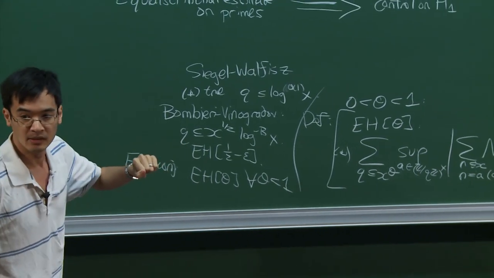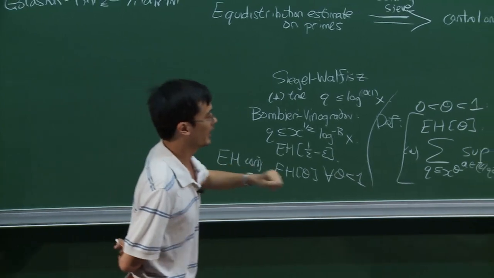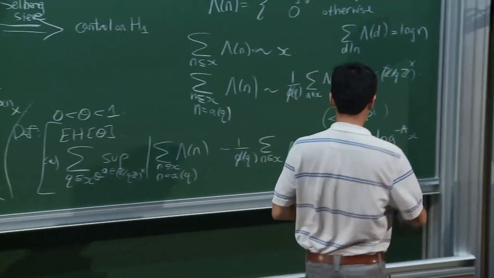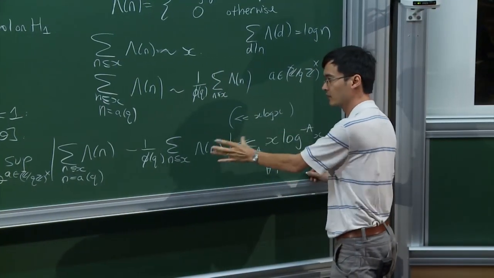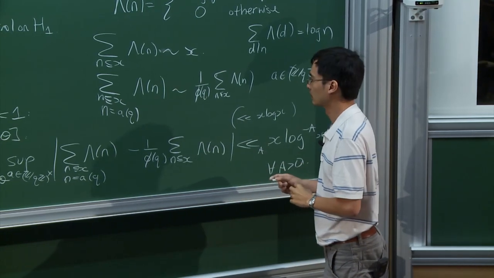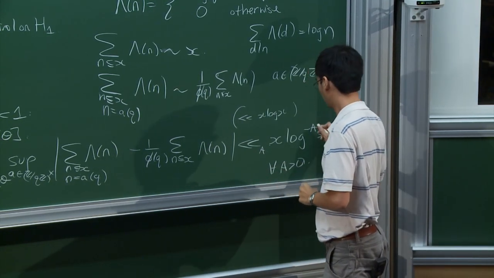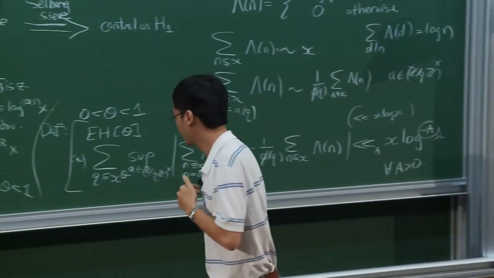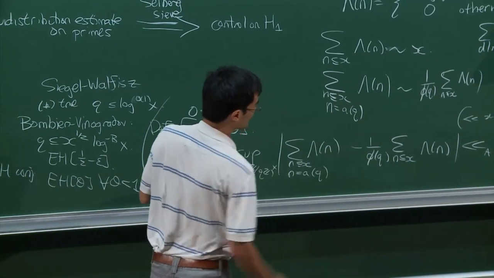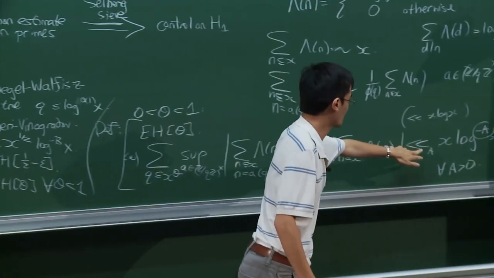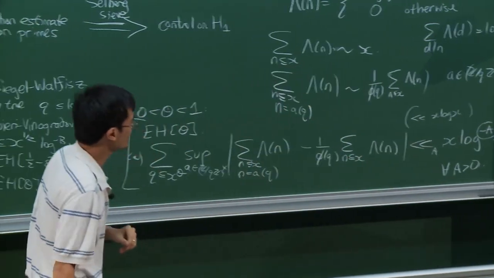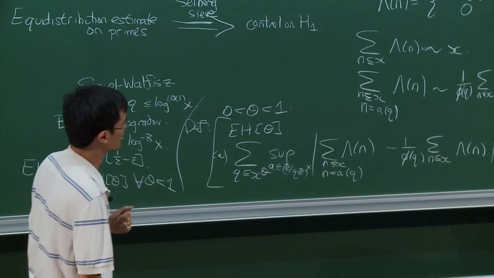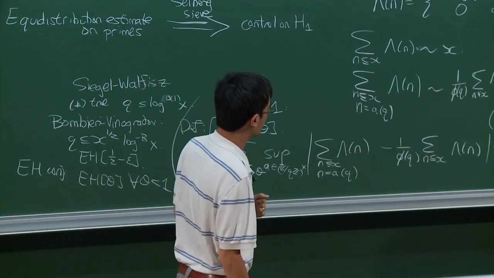What is A? Because on the left-hand side, there is no A. A is arbitrary, so for any fixed A. There is no A in the formula. Oh, A is on the right. Okay, sorry. Right. So there's an issue of what this constant is, how it depends on A, and this unfortunately is ineffective. There was no explicit bound known for this constant.